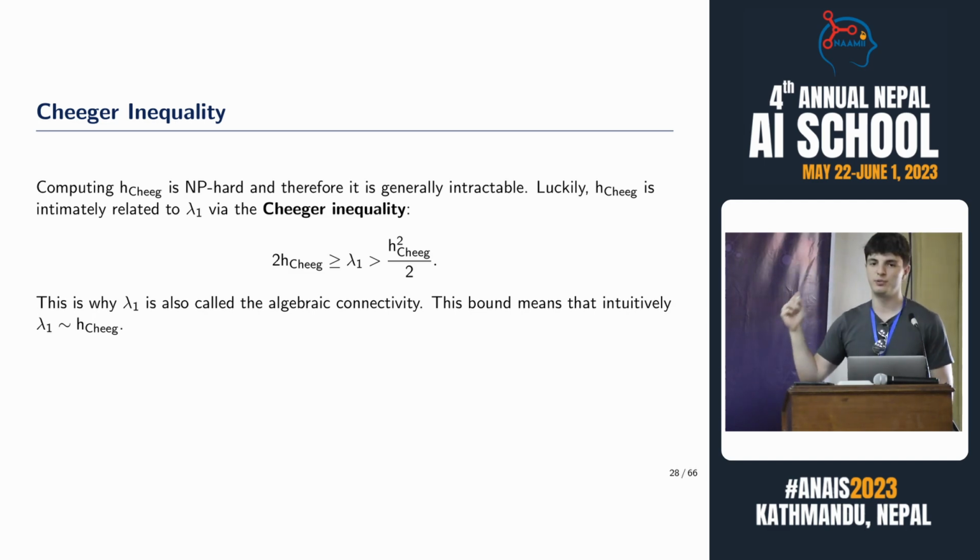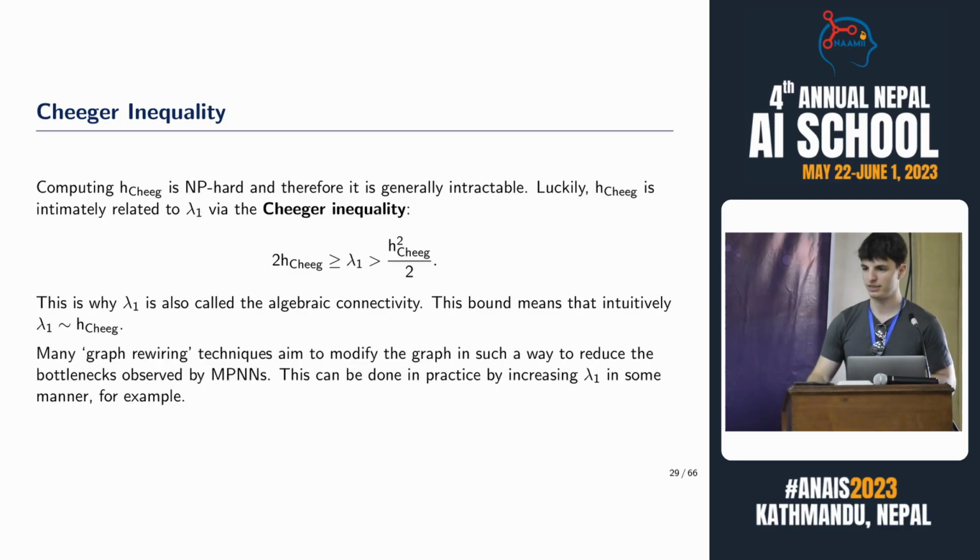This means that you can view this spectral quantity as a proxy for this Cheeger constant. And this is important because if you remember the Cheeger constant, you have to consider cuts, right? All of these cuts, but there are so many of them. So in particular, computing this Cheeger constant is NP-hard. It's not tractable for big graphs. But we can definitely compute the first non-zero eigenvalue of a graph.